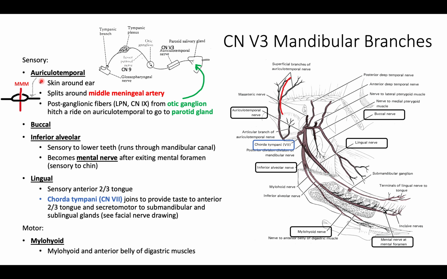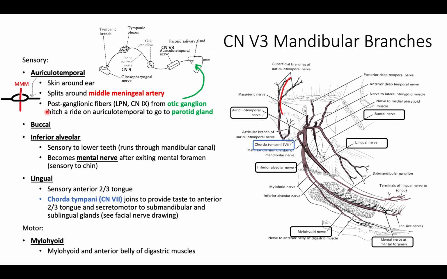So the auriculotemporal, if you think about it, auriculo, that kind of sounds like the ear. Temporal, it sounds like the temporal region. So it's going to provide sensation of the skin around the ear to the more anterior portion of the ear. And it's kind of unique and cool because it splits right around the middle meningeal artery. Remember, we said the middle meningeal was really important in the epidural hematoma. So if somebody gets hit on the side of the head and has an epidural hematoma, it's going to be due to that rupture of the middle meningeal artery.